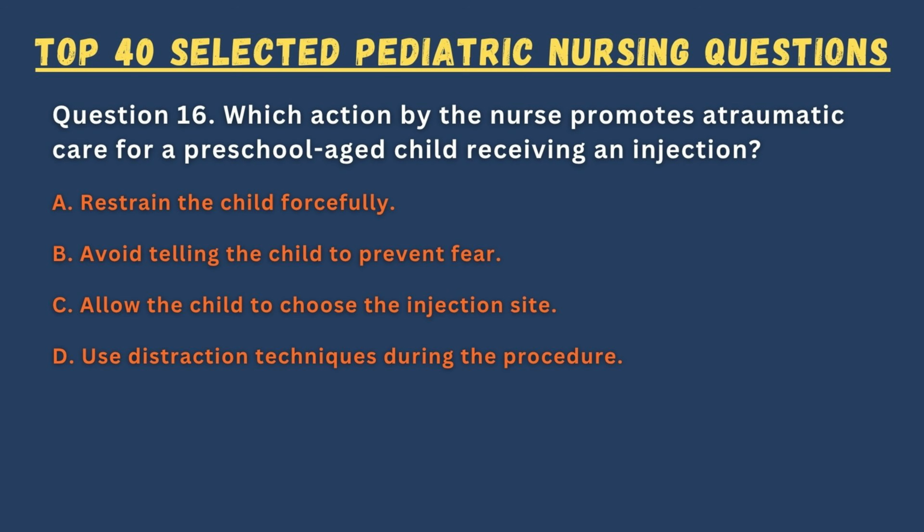Question 16. Which action by the nurse promotes atraumatic care for a preschool-age child receiving an injection? A. Restrain the child forcefully. B. Avoid telling the child to prevent fear. C. Allow the child to choose the injection site. D. Use distraction techniques during the procedure.